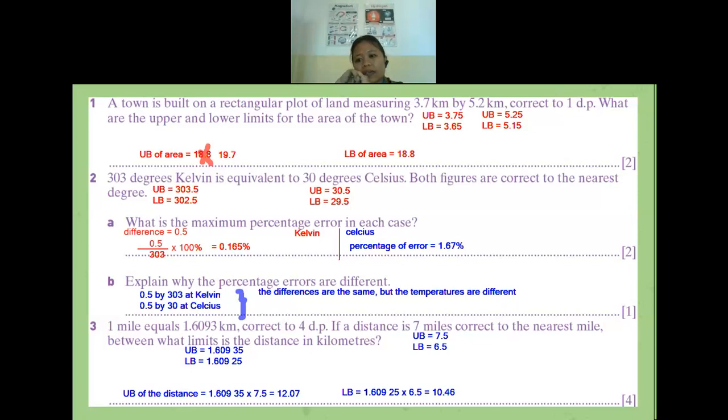Is there anyone still having difficulties or still getting confused? If you are having any difficulties, please tell me which part you are confused about. Teacher, one more technique for the maximum percentage.